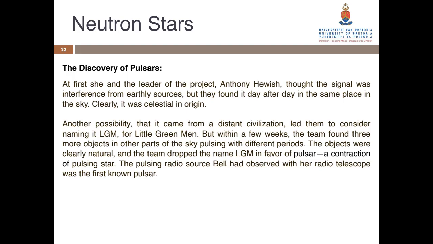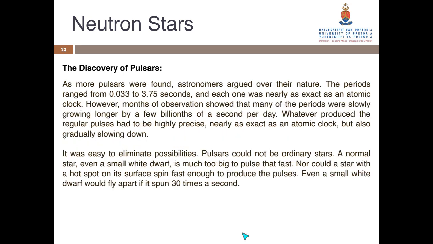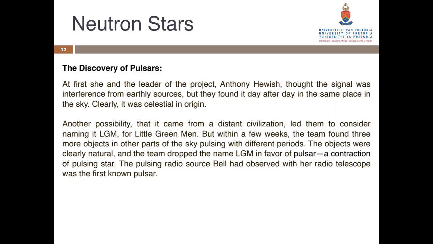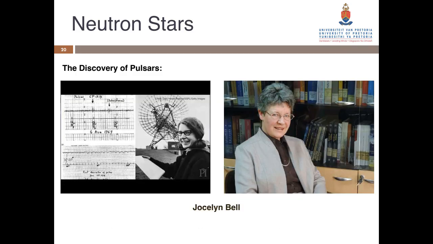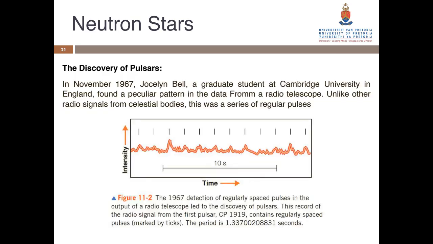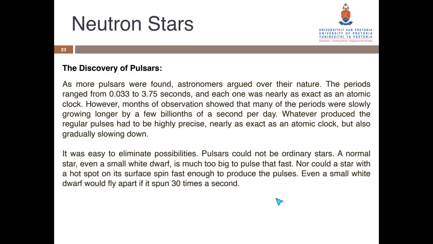So you can think about it as a lighthouse spinning around, and the beam of light is the magnetic field that flashes across Earth. The pulse period can range from 0.033 seconds to 0.75 seconds. But in the case of Jocelyn Bell, it was very, very stable. And that is the discovery of the first neutron stars.